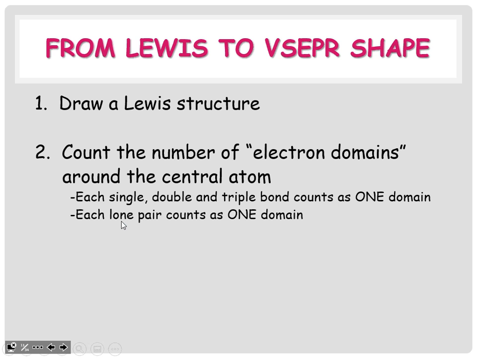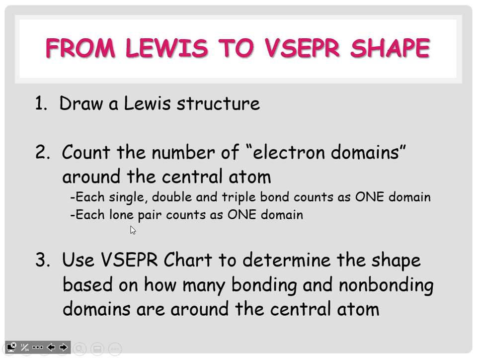A single, double, or triple bond counts as one domain. We tend to call that a bonding domain, or a non-bonding domain, which is a lone pair. So even though a double bond has 4 electrons being shared and a triple bond has 6 electrons being shared, that is still only one domain. So we count the domains and the lone pairs, and then we use our chart to determine the bonding and non-bonding around the central atom and the shape.